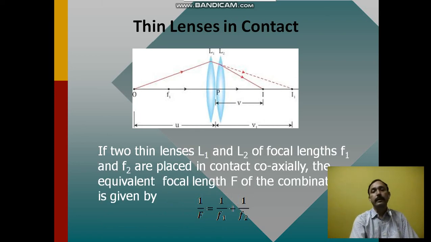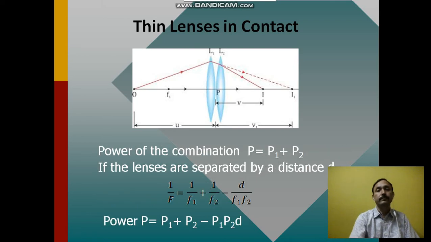Another thing, if there are n number of lenses in contact, then this equation will be 1 by f is equal to 1 by f1 plus 1 by f2 plus 1 by f3 up to 1 by fn. This should be remembered for any number of lenses if they are in close contact.